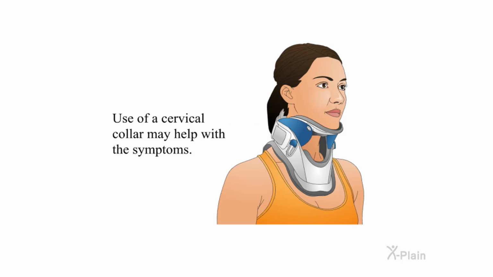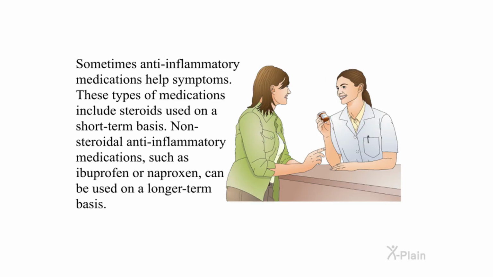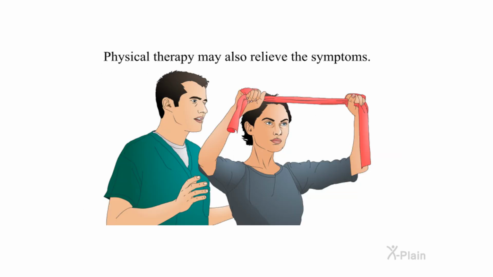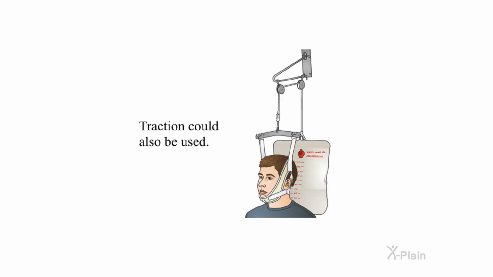Alternative treatments. Use of a cervical collar may help with the symptoms. Sometimes anti-inflammatory medications help symptoms. These types of medications include steroids used on a short-term basis. Non-steroidal anti-inflammatory medications such as ibuprofen or naproxen can be used on a longer-term basis. Physical therapy may also relieve the symptoms. Traction could also be used.